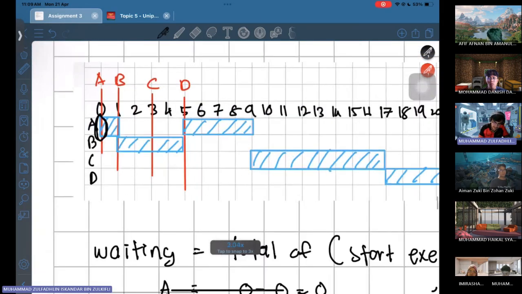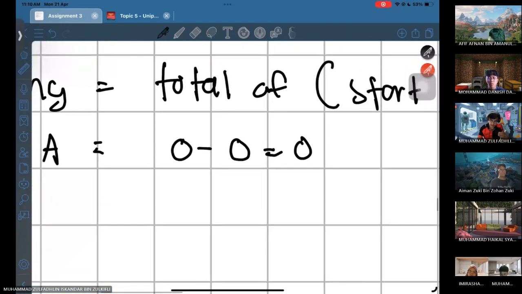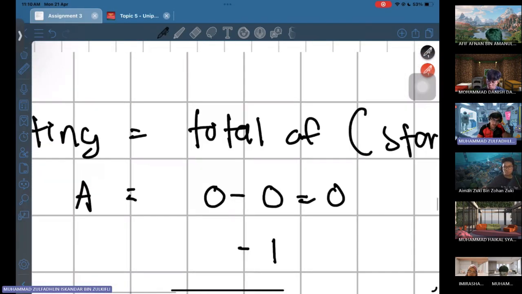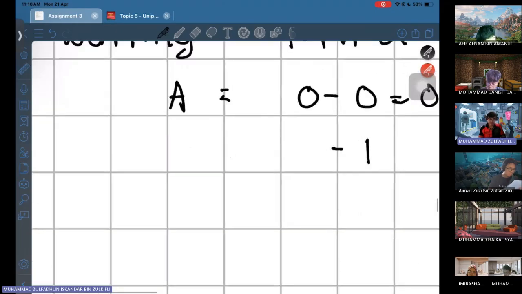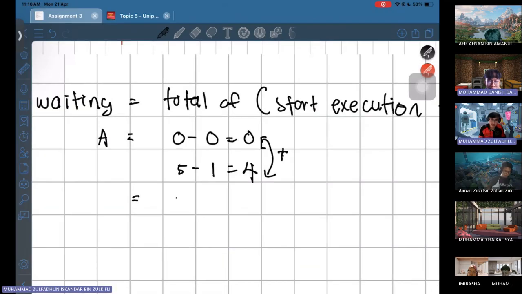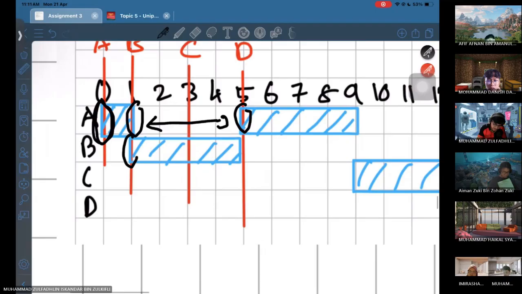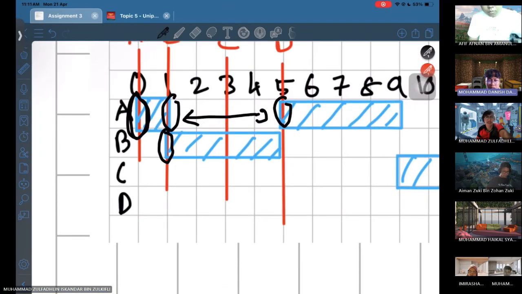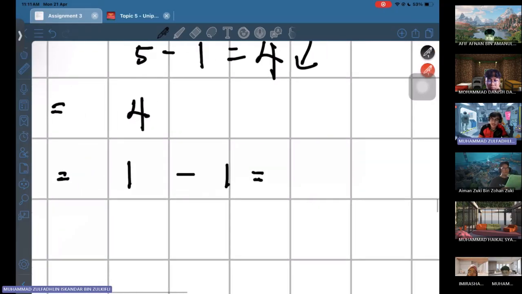And then we have the second iteration here. So after it complete the first iteration at here, it go to the second iteration, which is it arrived at second iteration at 1. And the waiting for execution is it wait for the execution at t equal to 5. For B, it arrived at 1. It start execution at 1 and it arrived at 1. So the waiting time is 0.